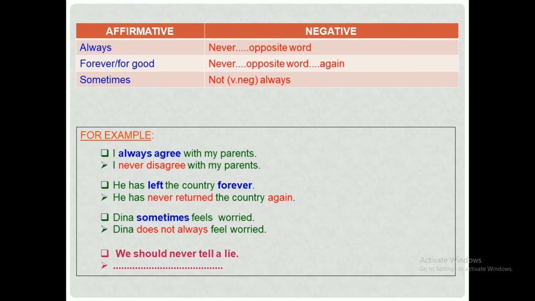Let us move on to the next rule. We have to use never and an opposite word instead of the term always. Never is the opposite word of always. Since never itself is a negative word, we shall not use not in the negative sentence. So, what will the answer be? I never disagree with my parents.